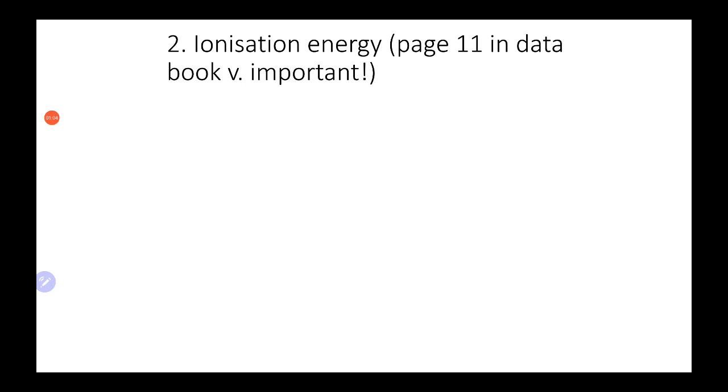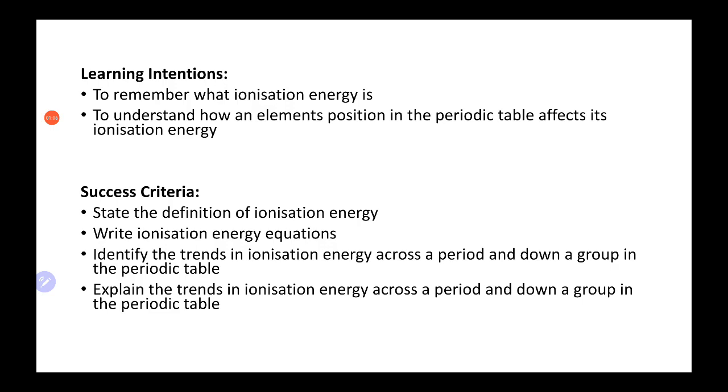So, what we need to know is what ionisation energy actually is. So the actual definition of that is a question that could come up, so that's something to remember. And then going a bit further than that is the actual deeper understanding behind it and how the element's position in the periodic table will actually affect ionisation energy. So similar to the covalent radius stuff.